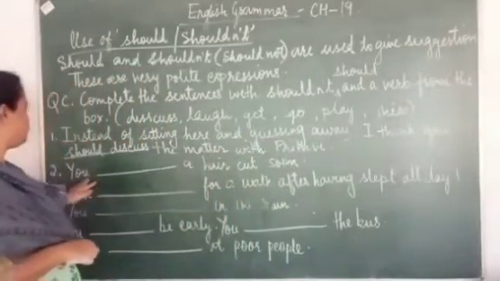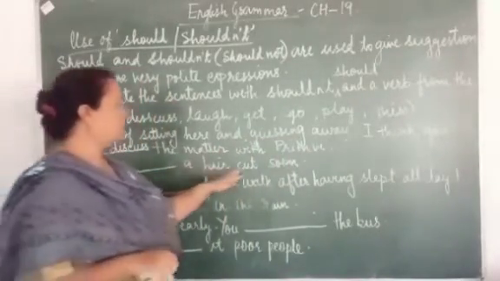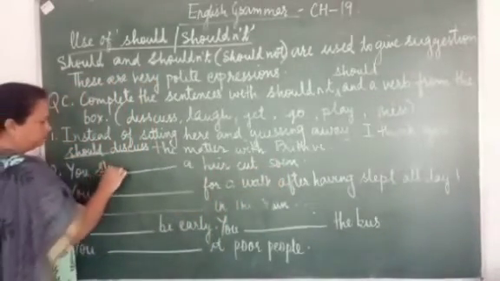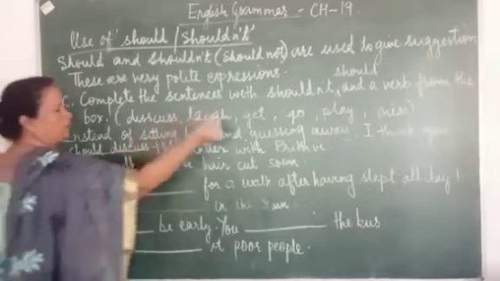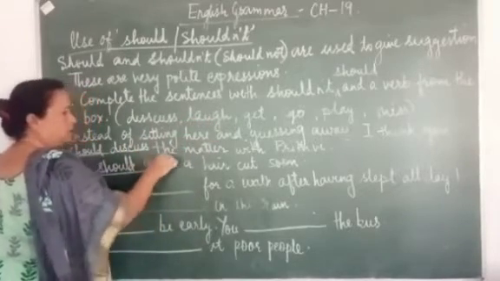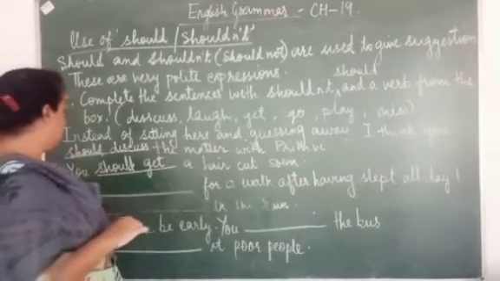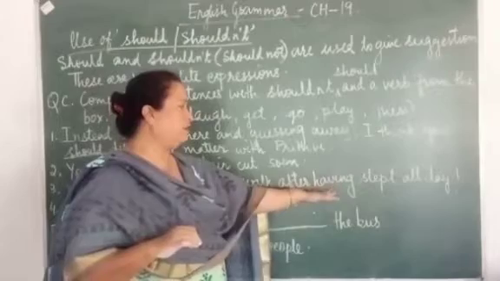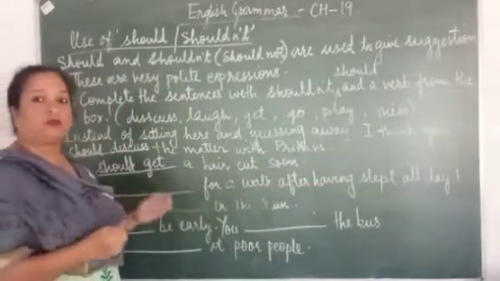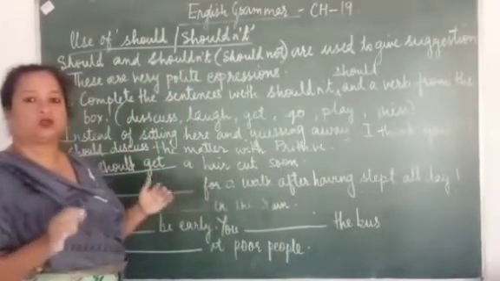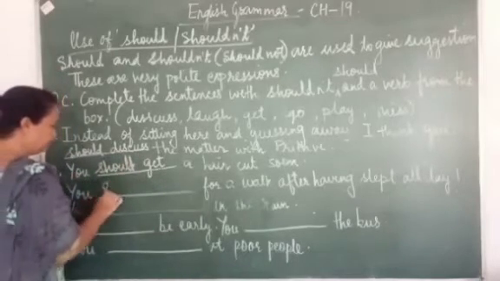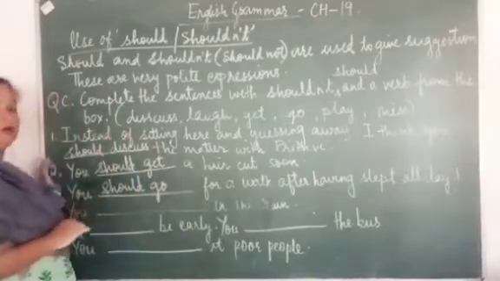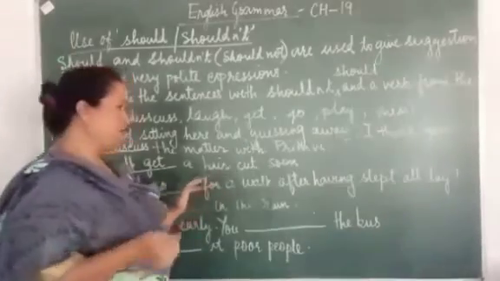Now, let's have a look at the next one. You dash a haircut soon. So, what should you do? You should. What is the verb that I get here? You should get a haircut soon. Now, next one: you dash for a walk after having slept all day. So, the whole day you have been sleeping. Now, what should you do? You should go. You should go for a walk after sleeping the whole day.